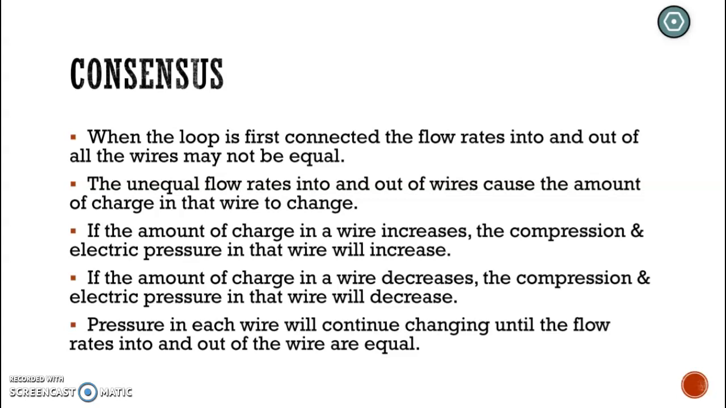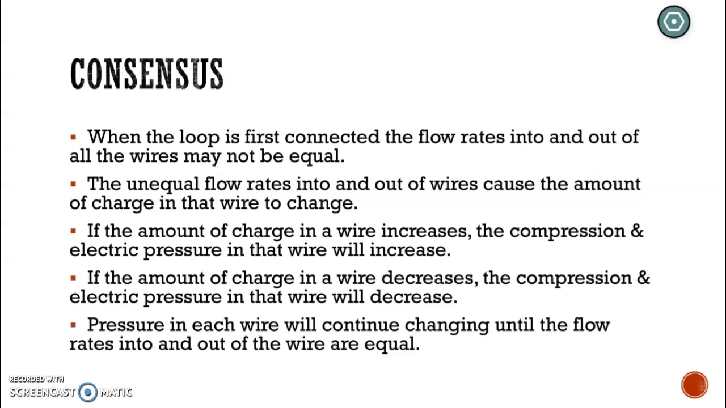As a quick consensus here, when we first connected the loop, the flow rates in and out of each wire were not equal. So when we first connect our circuits, the flow rate in and out of each wire might not be equal. Each bulb might actually have a different flow rate. And that unequal flow rate in and out of the wires is what causes the amount of charge in that wire to change. So the number of electrons in the wire changes.